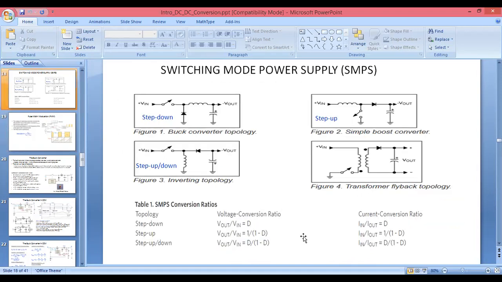So here, when we use the switch to convert DC into DC, the output will be increased, or decreased, or inverted in proportion to the input voltage. At that time, we call this type of voltage regulator a switch mode power supply.